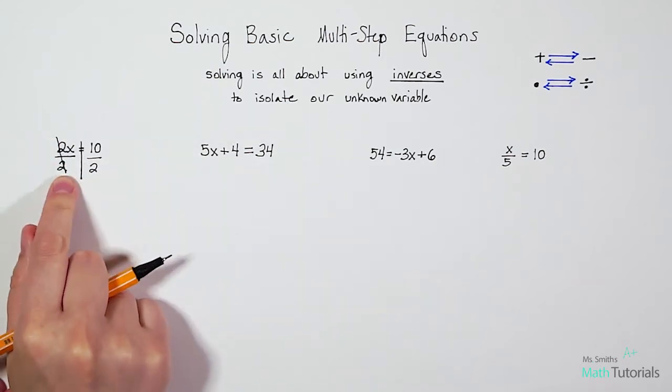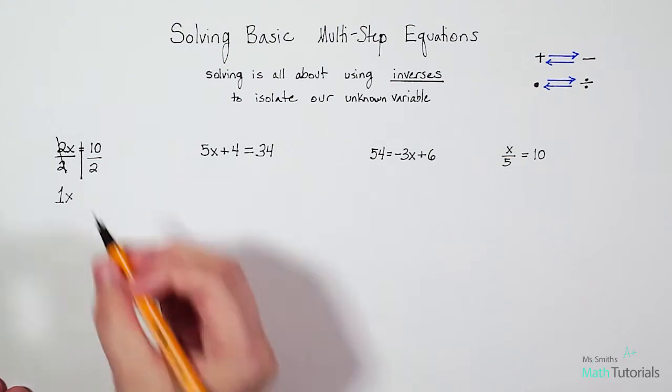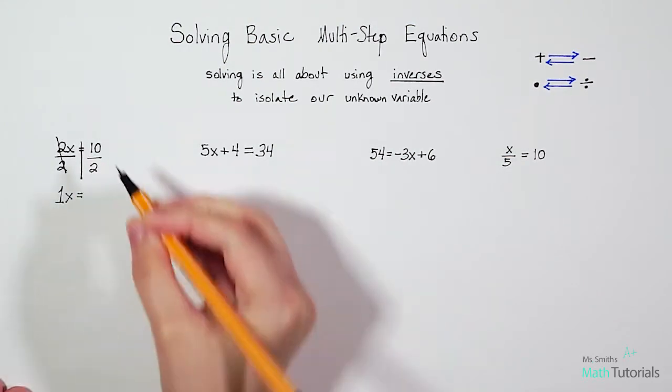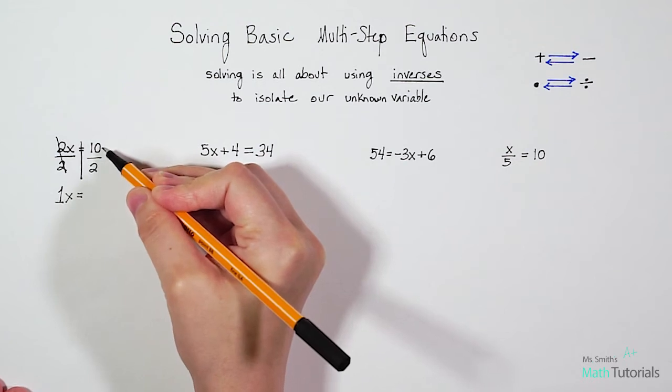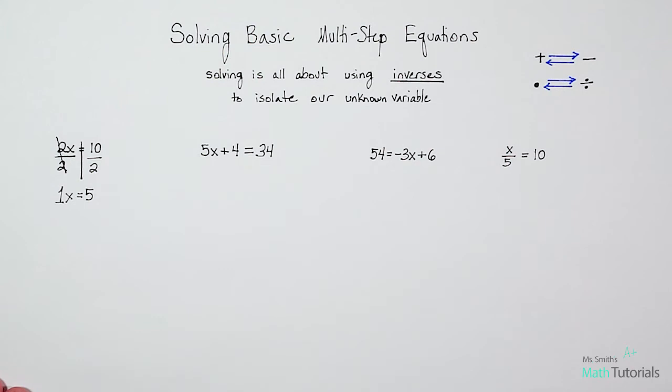So whatever we do to this side, we've got to do the same thing to the other side to keep a balance there. Now we need to bring our equal sign down. And now we want to think, what is 10 divided by 2? 5. So 1x equals 5.